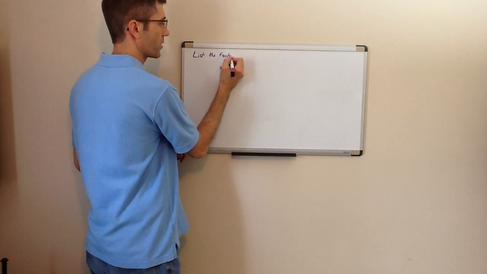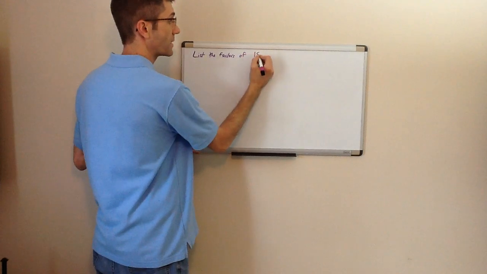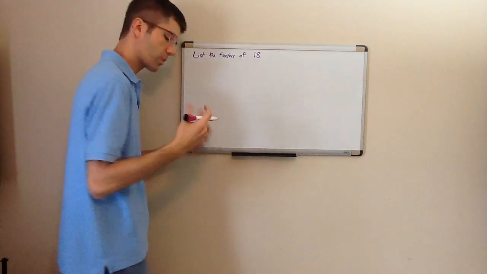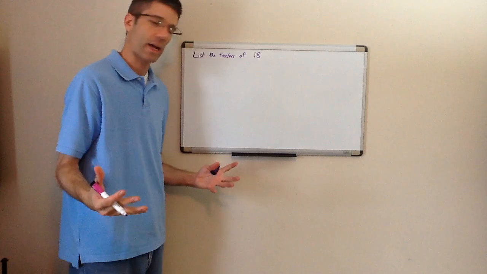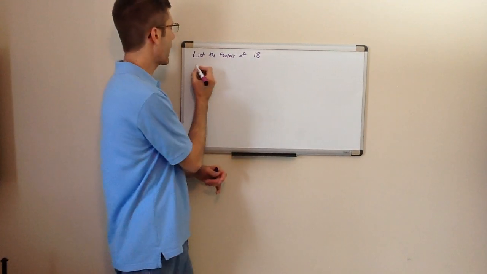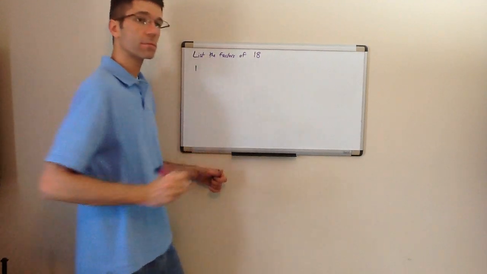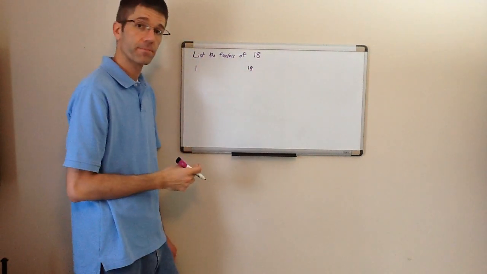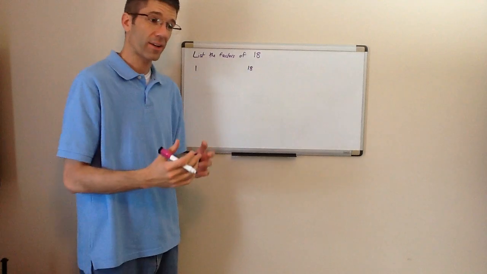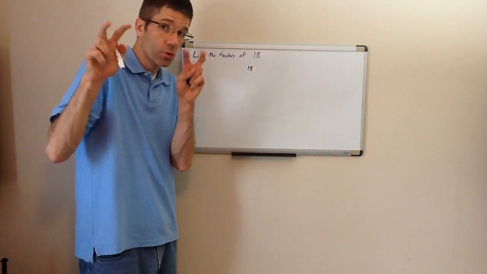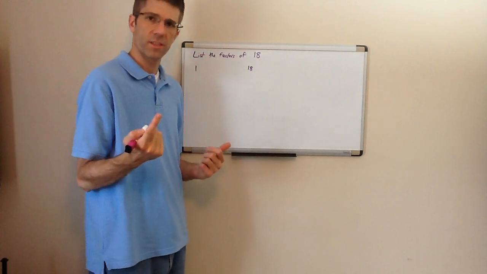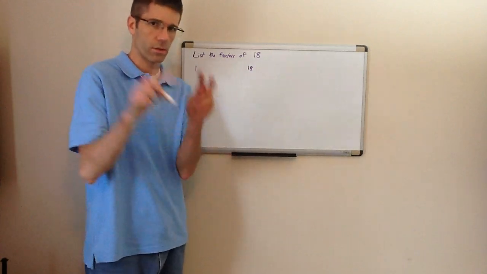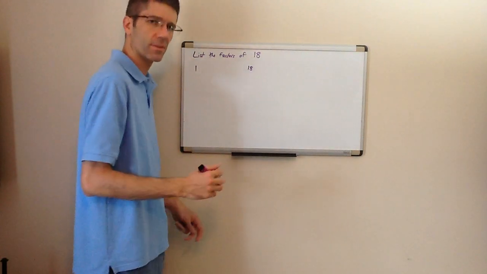List the factors of 18. Okay, so here's what we're going to do. I have 18 students in a class. If I have 18 students, I could have one group of 18 students. And alternately, I could have 18 groups of 1, which again isn't much of a group, but everybody is in their own little group by themselves, if that is even a thing.